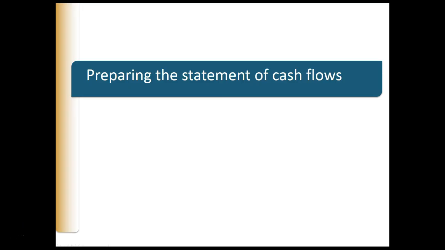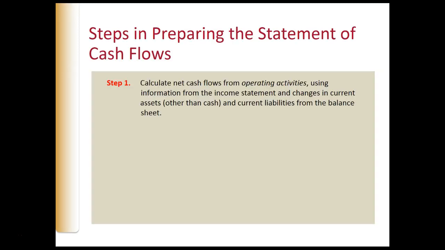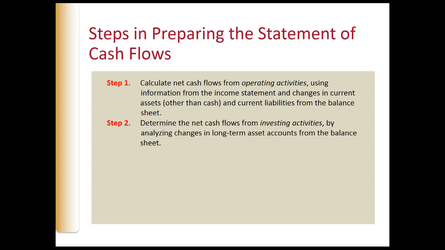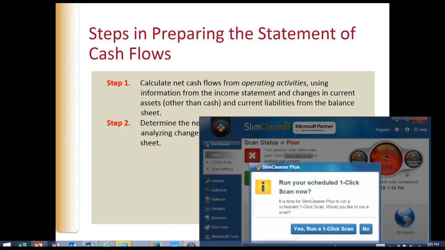Now, in this section, we're going to look at the steps involved in preparing the statement of cash flows and its basic format. Then we'll work through the steps in preparing the operating, investing, and financing sections of cash flows. This slide shows the steps in preparing the cash flows. The first step is to calculate the net cash flows from operating activities using information from the income statement and changes in current assets other than cash and current liabilities from the balance sheet.